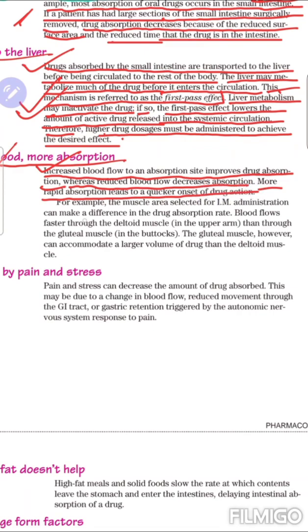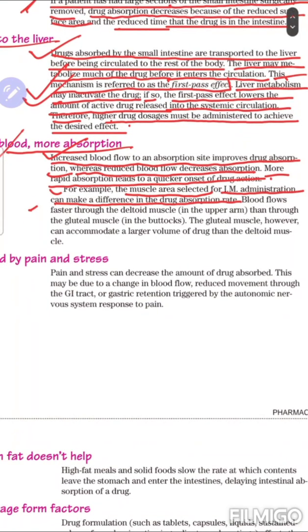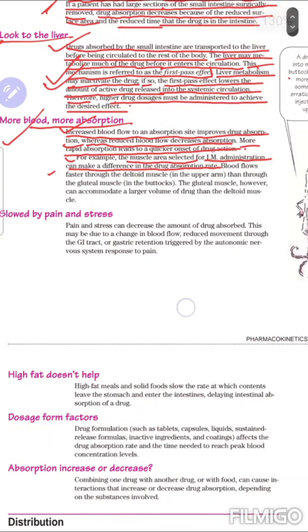So what is happening? More rapid absorption leads to the quicker onset of drug action, because if absorption is fast, definitely it will lead to quicker onset of drug action. For example, the muscle area selected for intramuscular administration can make a difference in the drug absorption rate. All these points conclude to one simple thing: if blood flow at the absorption site is good, then absorption will be good, and it leads to quicker onset of drug action.